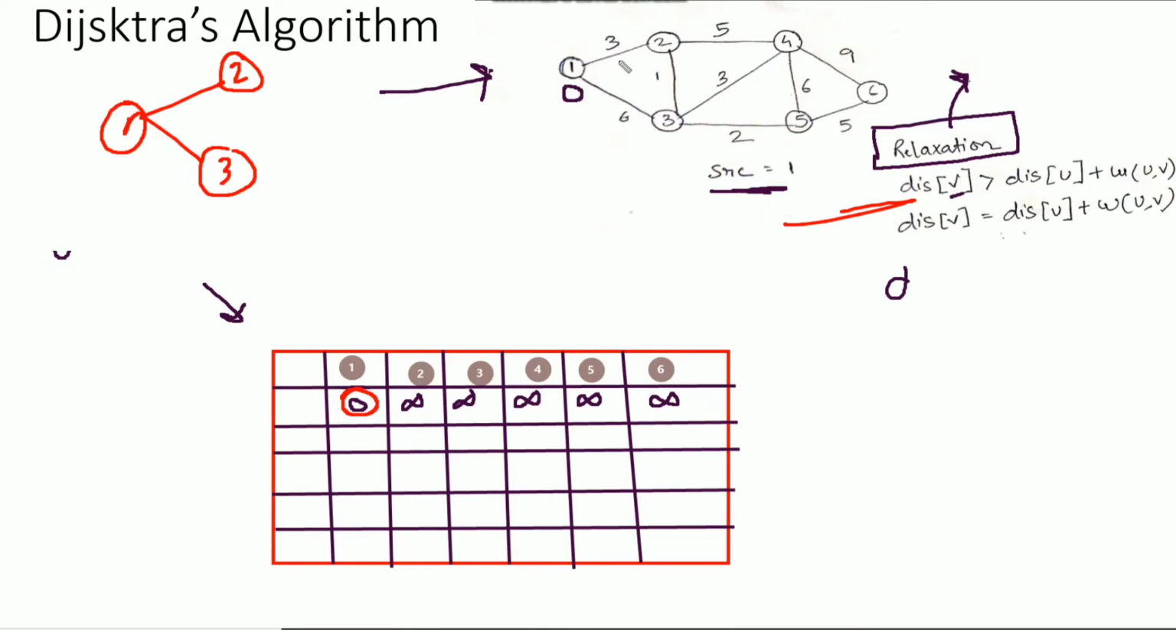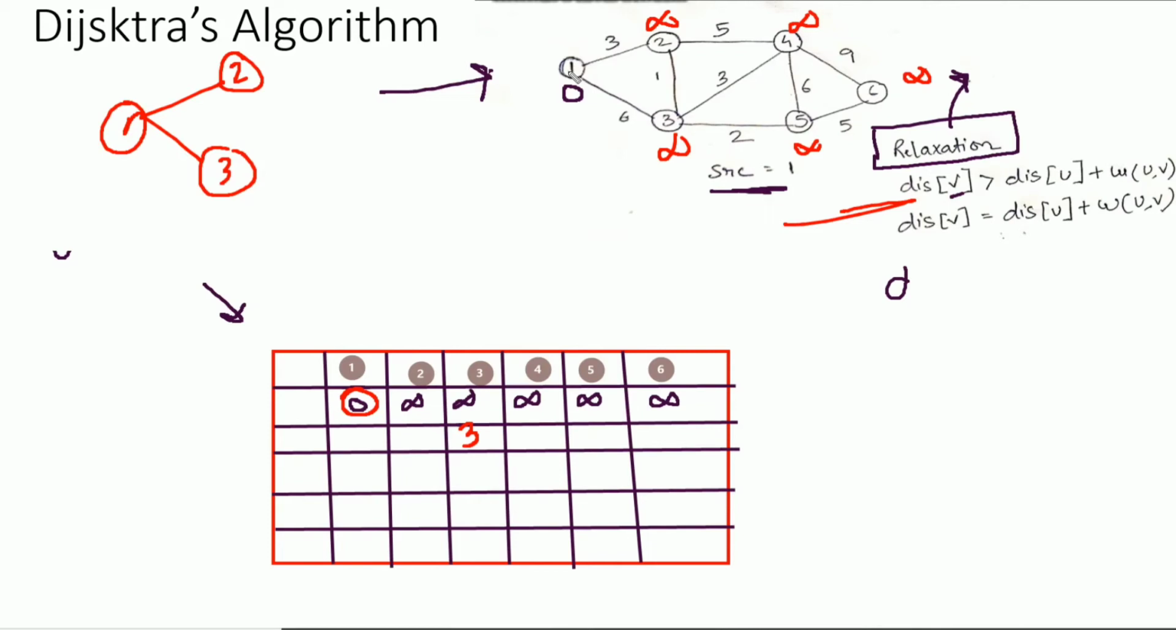We see that vertex 2 has distance value infinity, and vertex 4 is also infinity. From vertex 1 to 2, the distance is 3. So 0 plus 3 is less than infinity. It means that from 1, we have distance equal to 3 for vertex 3. So I'll update the distance value of vertex 3, because currently it was infinity, but I find that in order to reach vertex 2, there is a minimum value by using the relaxation operation.